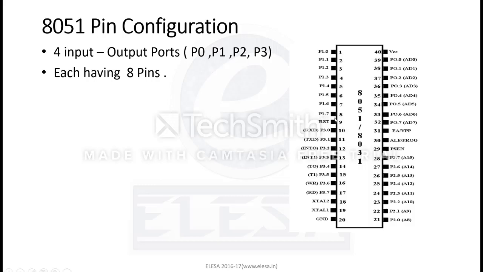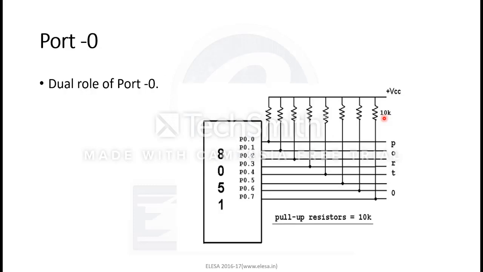We can see here in the diagram that there are total 40 pins in 8051, out of which 32 pins are of port 0, 1, 2 and 3, and the other pins are reset, interrupt pin, XTAL pin, VCC, ground, and so on. Now we will see each of the ports in detail.